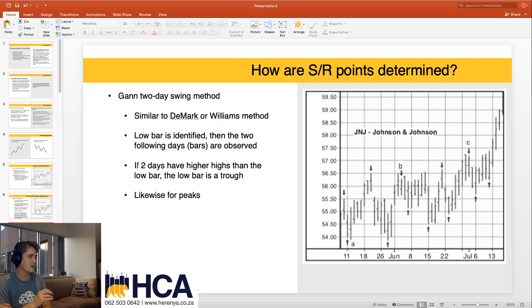Then there is the Gann 2-day swing method, which is basically the exact same as the method we just spoke about, except now you observe for another 2 days and you would like to see a little trend forming. Basically, you identify the individual candle that you think is a support or resistance candle, and you identify the 2 bars on either side. If you are looking for a support level, you observe for another 2 days, and if those 2 candles each have higher lows than the suspected support candle, then you have a support point, right? So these are basically how you determine support and resistance levels.